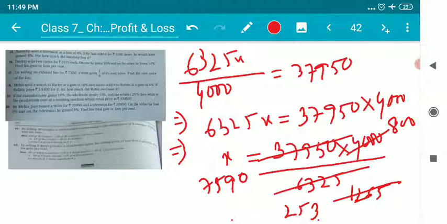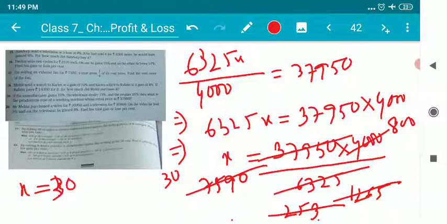This one, now it will be cancelled by directly 3. I'll get 30. So 30, I'm getting finally x equal to, it's a bigger calculation, children, so we have to be very much conscious while we'll be dealing with such calculations.